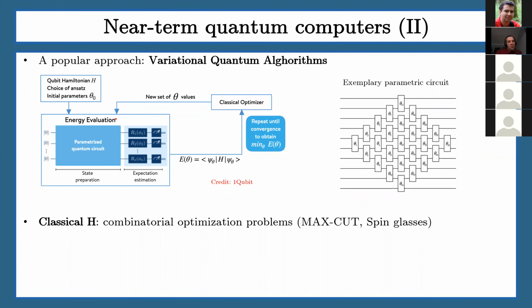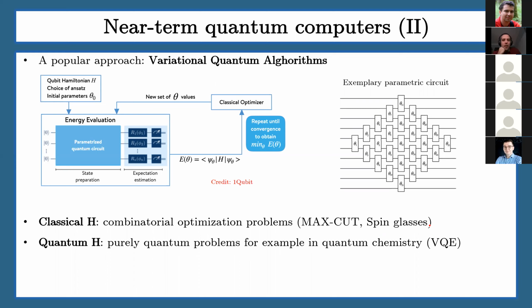You change the circuit, hoping that as a result, you'll converge to the low energy state. Right. And now when this Hamiltonian is classical, that is diagonal in the computational basis, this corresponds to some class of classical optimization problems like MaxCut or classical spin glasses. For example, there are some noises perhaps. For example, then when you have a generally quantum Hamiltonian, when you have non-commuting terms, this is something relevant, for example, for quantum chemistry.